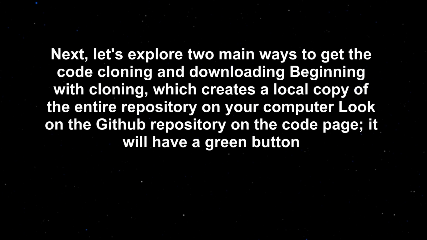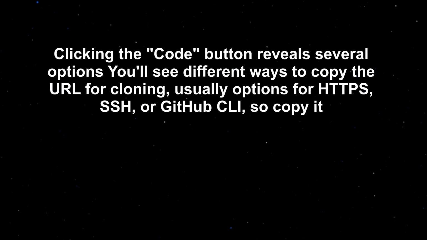Next, let's explore two main ways to get the code: cloning and downloading. Beginning with cloning, which creates a local copy of the entire repository on your computer. Look on the GitHub repository's code page. It will have a green button. Clicking the code button reveals several options.